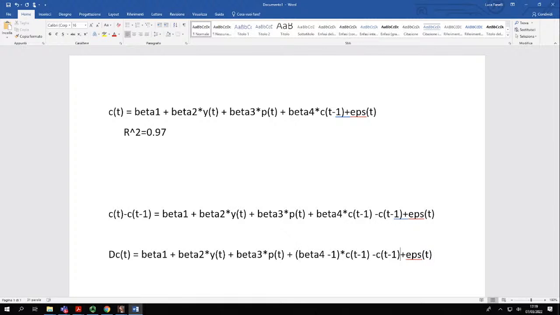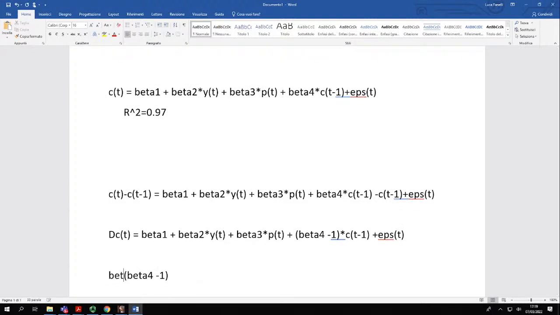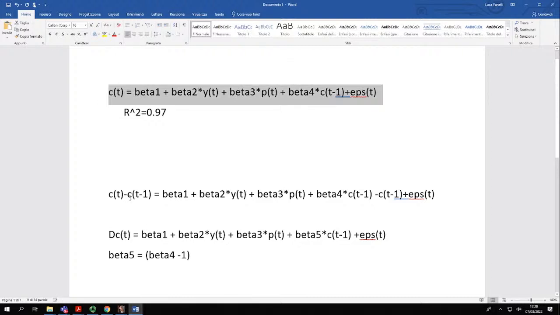So you should agree that this model is the same as the starting one. You can call this coefficient beta 4 minus 1; let me call it beta 5. The model is the same. I started from the original model and simply added terms. I'm not changing the model; the model is always the same. Algebra says that what you add on the left, you have to do the same on the right. I'm not changing anything.